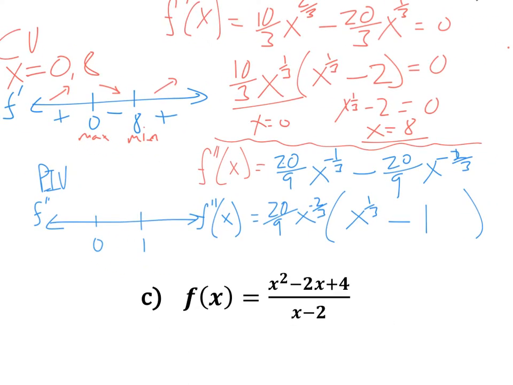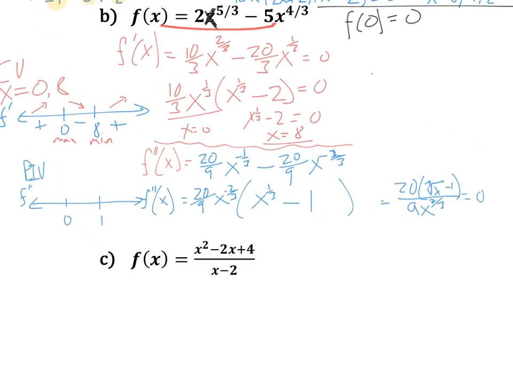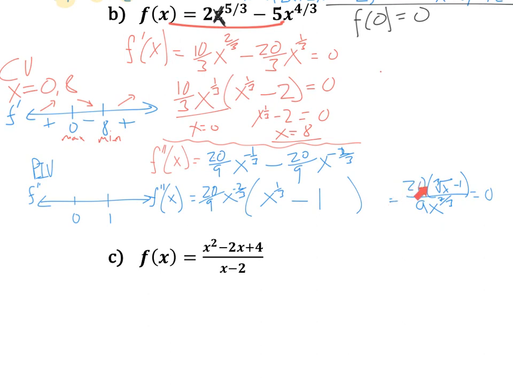Let's plug in negative 1 here. Let's go back to this one here. Plug in negative 1. This is going to be negative on top because the cube root of negative 1 is negative 1. The bottom is the square of the cube root, so this is going to be positive. So that's going to be negative on the whole thing. And then plug in, let's say, a half. This is going to be less than 1, so we'll have negative on top and positive on bottom. So that's going to be negative.